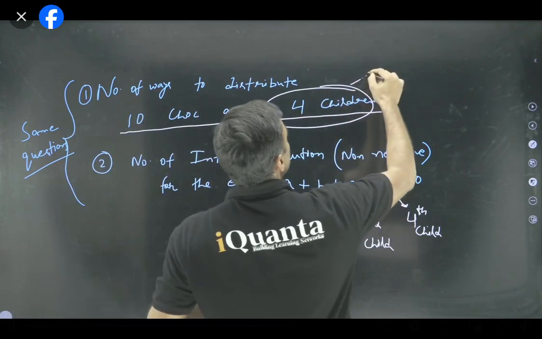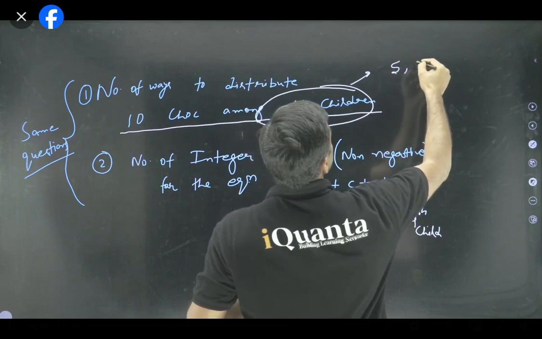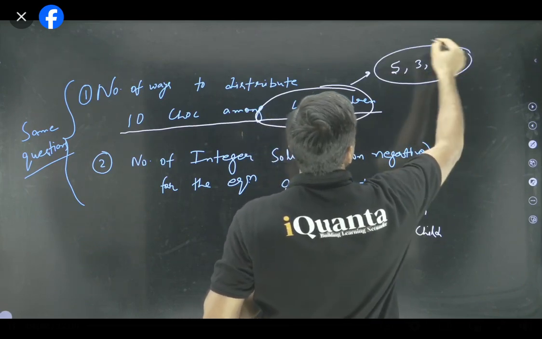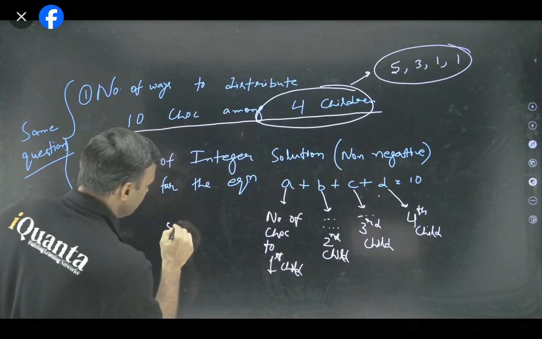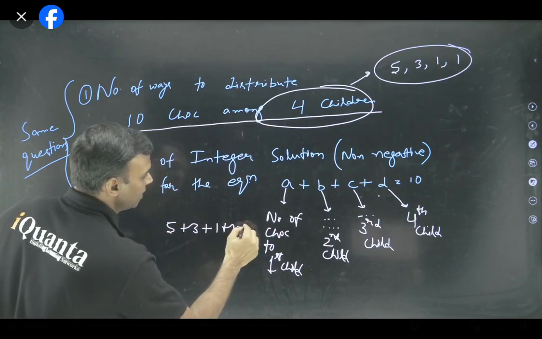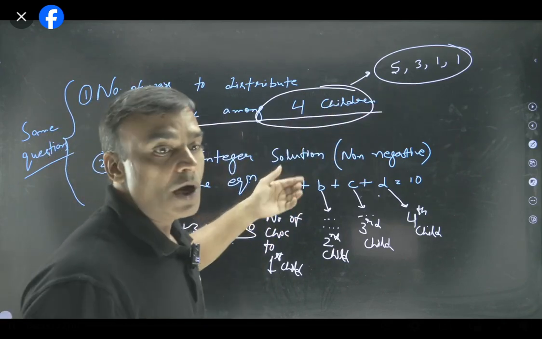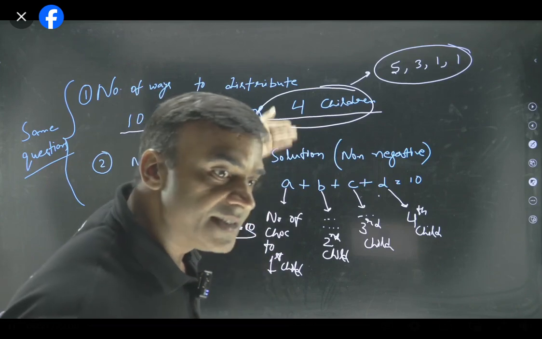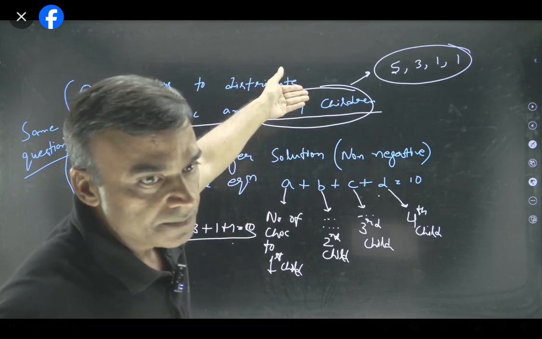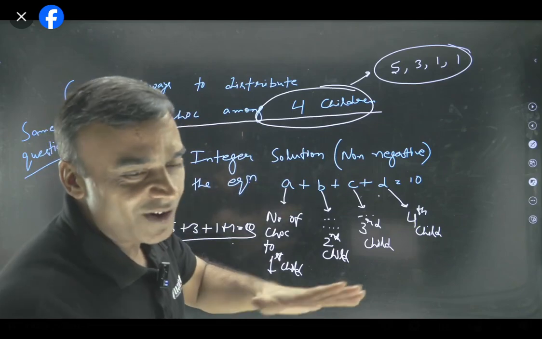Do you see that one of the possibilities will be 5, 3, 1, 1? This is a possibility here. Do you also see that 5 plus 3 plus 1 plus 1 is equal to 10? This is a solution here. This is also a solution here. So whatever is the number of solutions in the second one is the same thing in the first one also. In fact, both of them go parallelly in all situations.